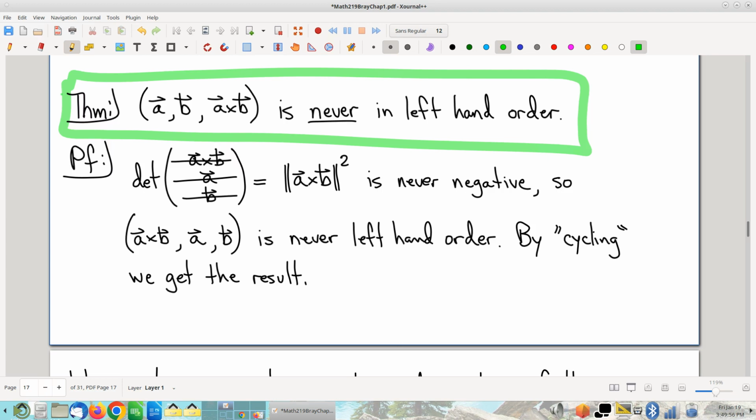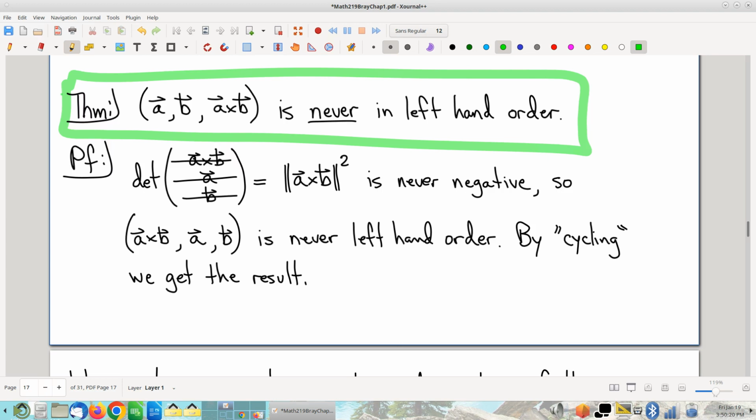So this resolves the question of, well, wait a second, there's actually two different directions that are perpendicular to these two vectors. There's that one, and there's that one. Two different directions, both perpendicular to these same two vectors. The right-hand rule tells you which of those two it's going to be.